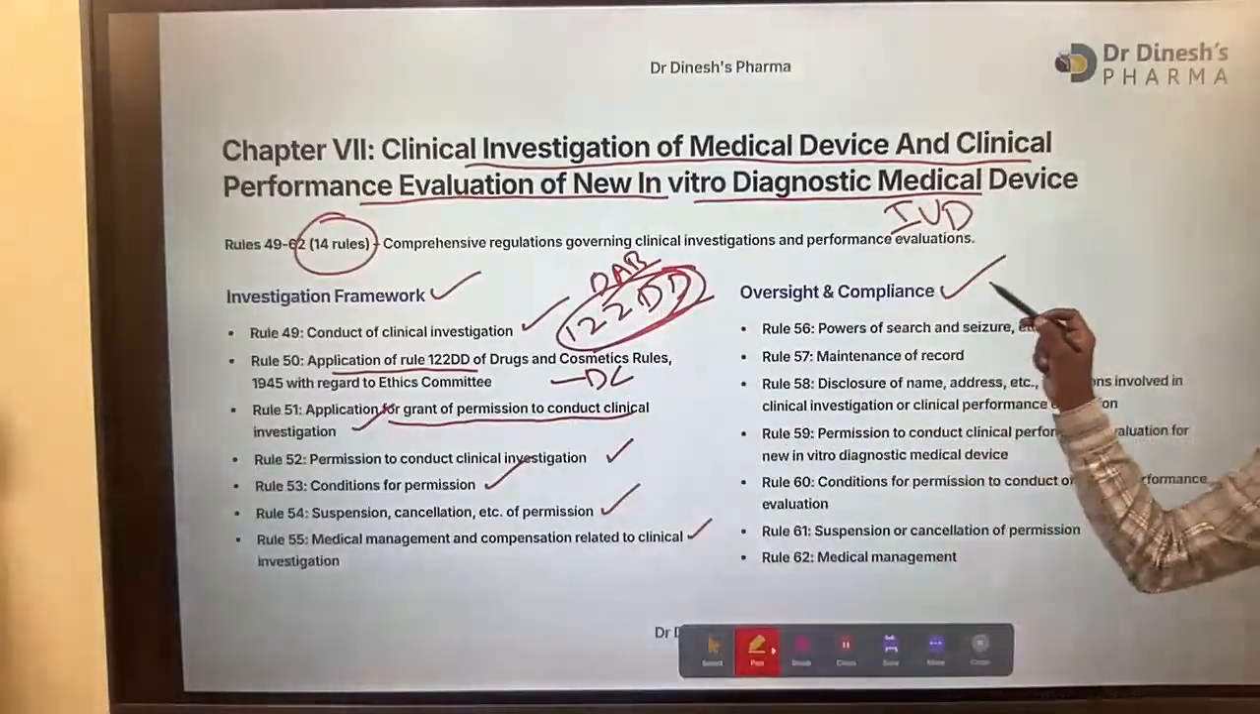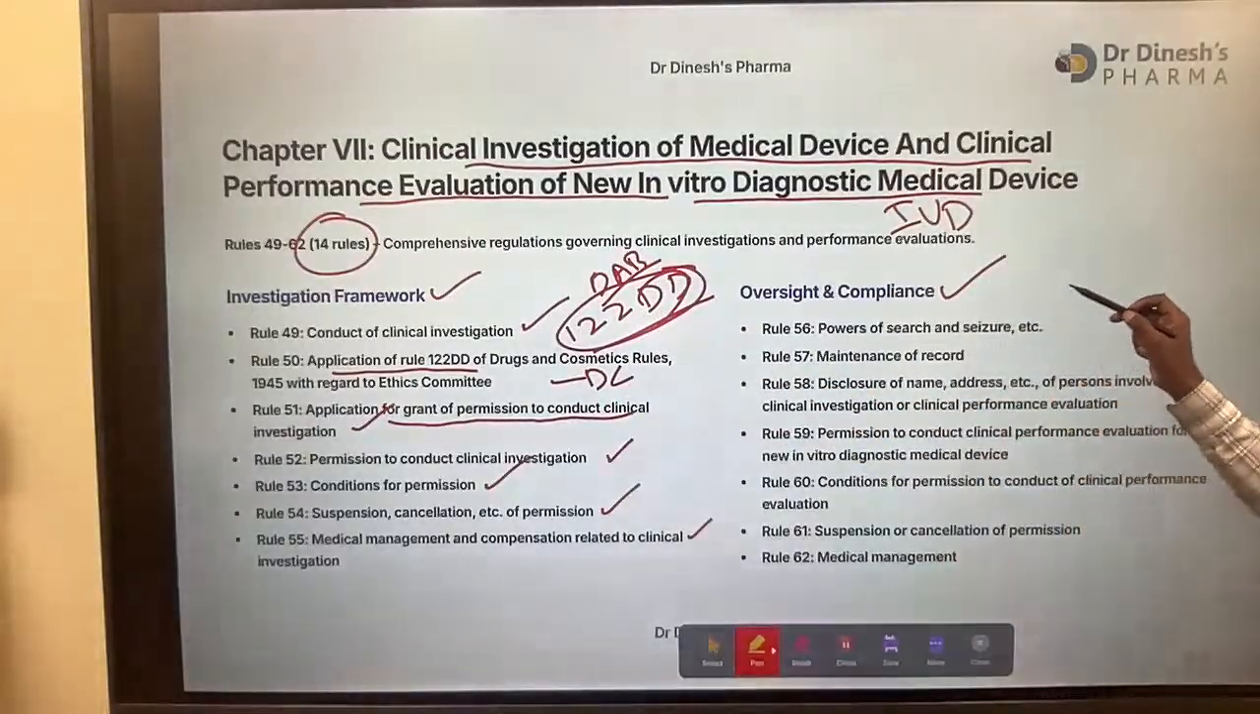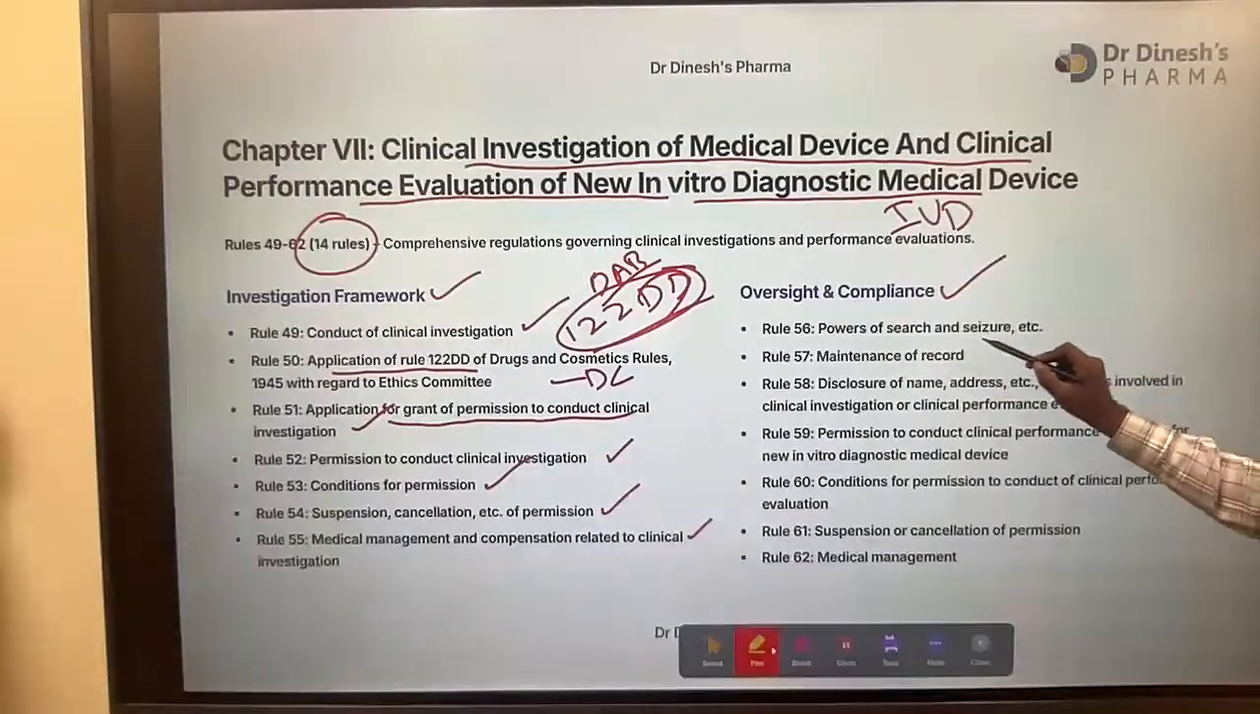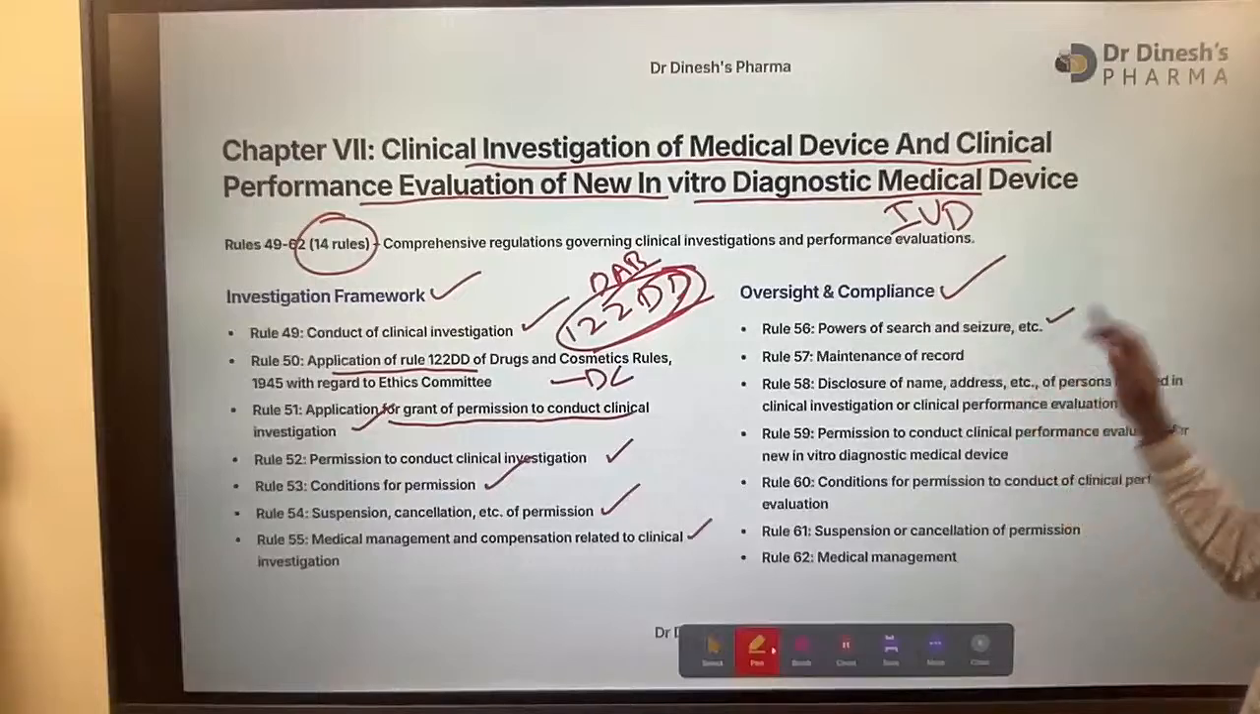Then coming to the oversight compliance. So rule 56 talks about powers of search and seizure by the drug inspector.